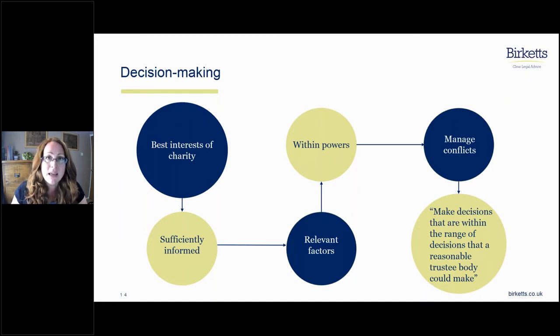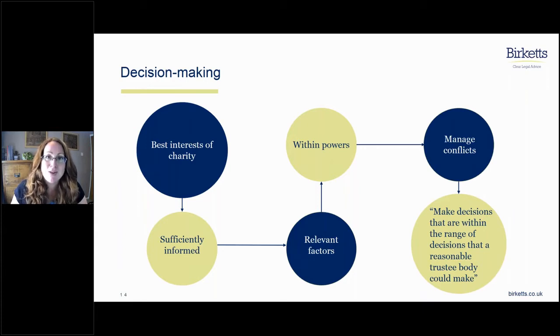But broadly speaking, what you're aiming to do with decision making is to demonstrate that you have taken a decision that is within the range of reasonable decisions that a body of trustees could make in the circumstances. Critically, it doesn't matter if a different group of people would have reached a different decision. What matters is that you can demonstrate the reasonableness of your decision.